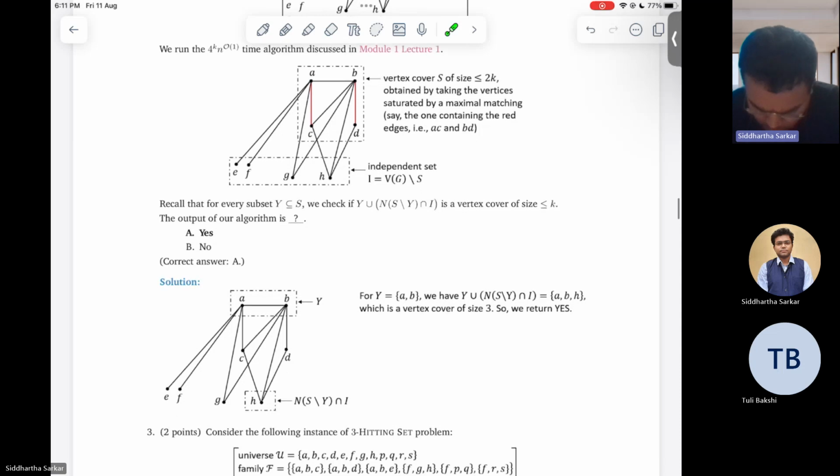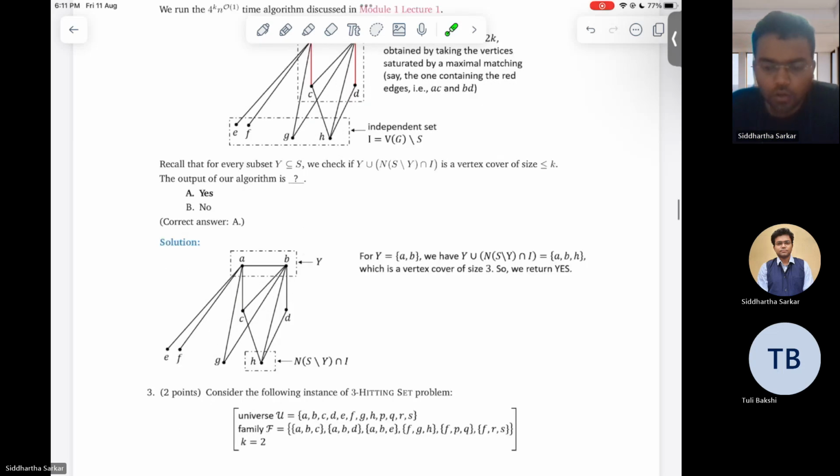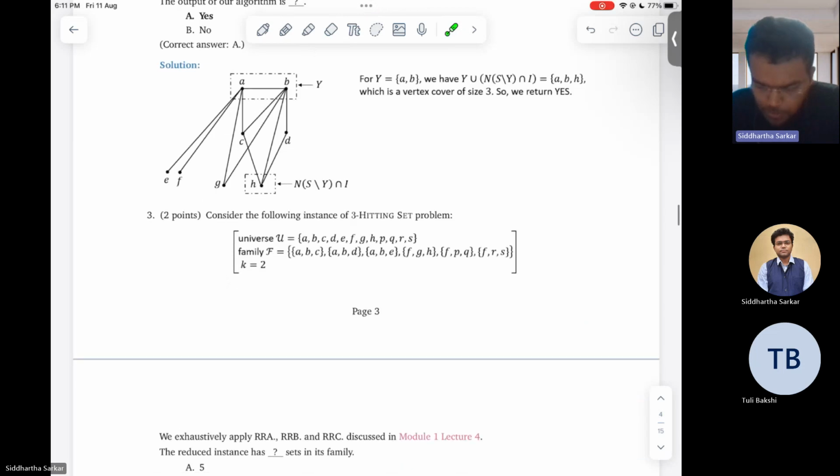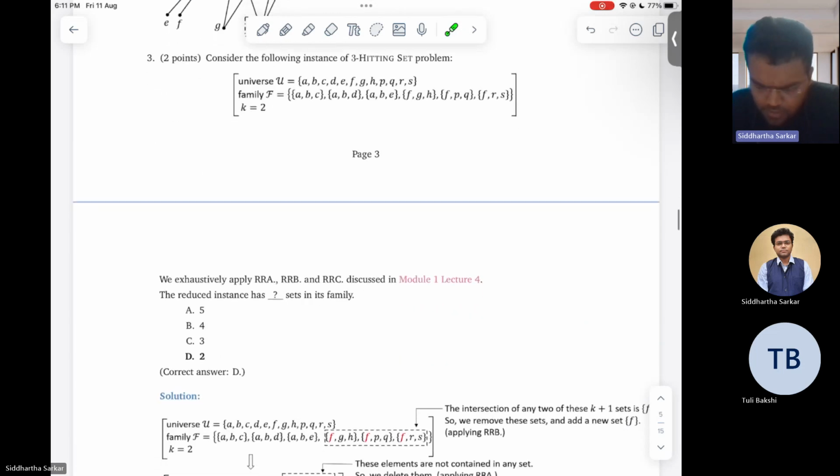So here there is a self-explanatory diagram. As you can see, Y is taken to be A, B, and this entire expression evaluates to A, B, and H. This is a vertex cover for the entire graph, and it has size 3. We can quickly verify that all the edges are in fact covered by these 3 vertices, A, B, and H. So this turns out to be a yes instance. This we had seen in quite some detail in the first session.